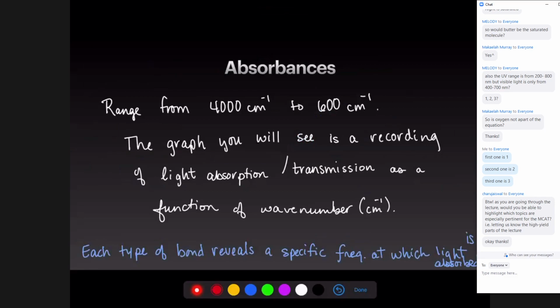So the centimeters to the -1 is called a wave number. The range of these absorbances for IR is from 4,000 to 600. The graph you will see is a recording of light absorbed per transmission as a function of the wave number. Each type of bond reveals a specific frequency at which light is absorbed.